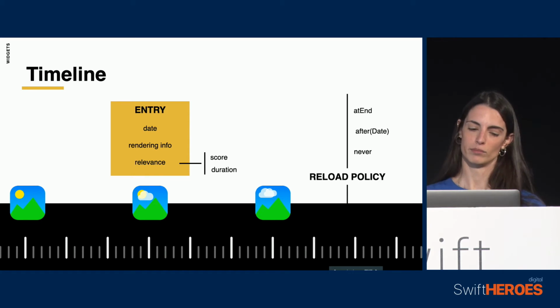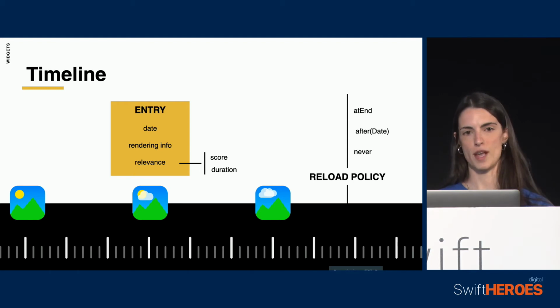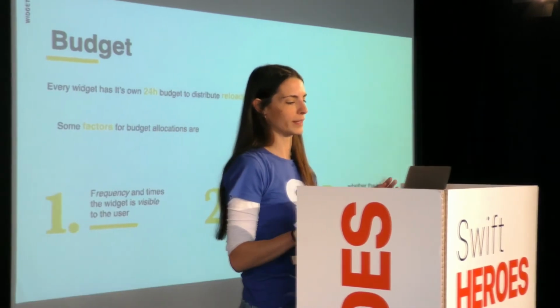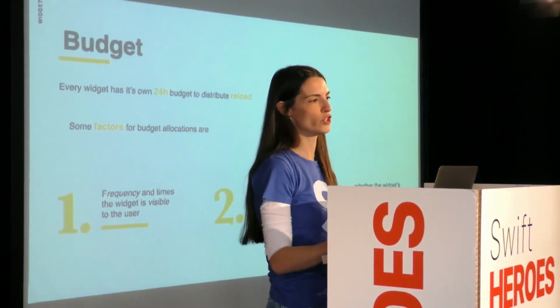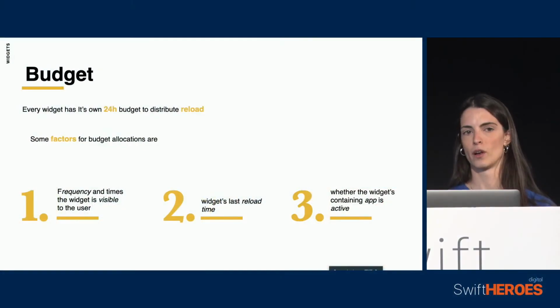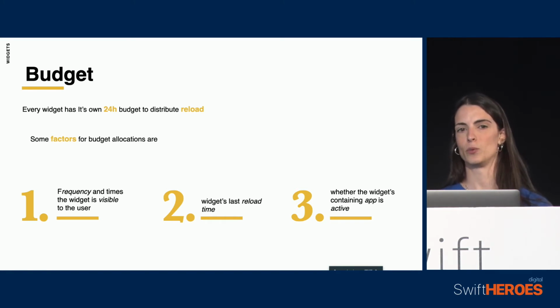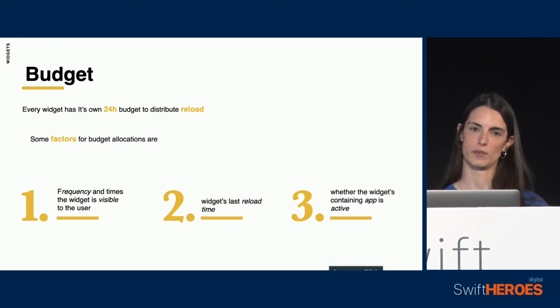So it's really complicated to find a good setup between the space of the entries and the reload policy, because you have to respect some rules. In fact, the widget has a budget of 24 hours. In these hours, WidgetKit has to distribute the reloads. This is mainly to save the user's battery. During the first period after you have installed the widget, the system will take a few days to learn how the user behaves with the widget. So during this period, you may receive more reloads than necessary.